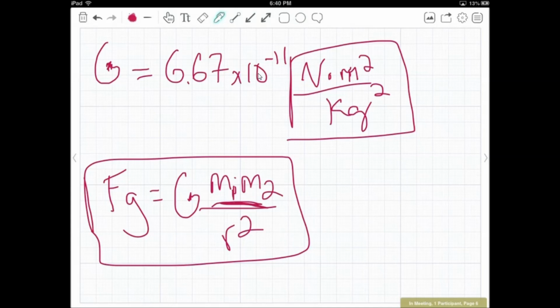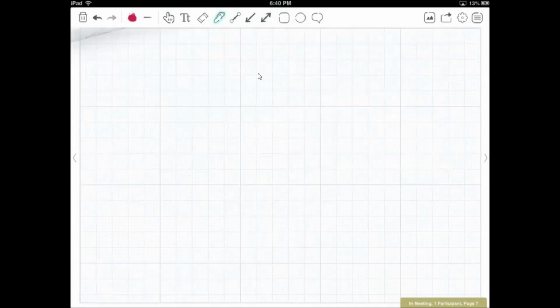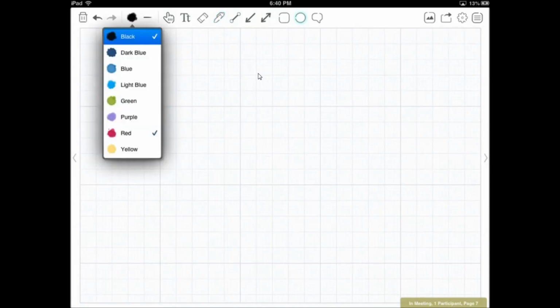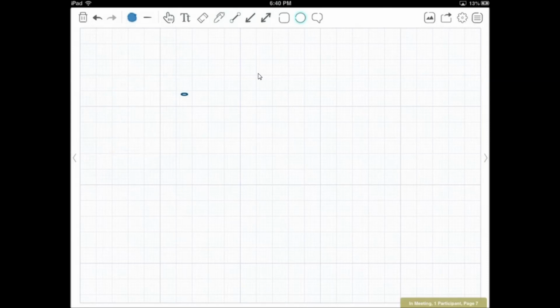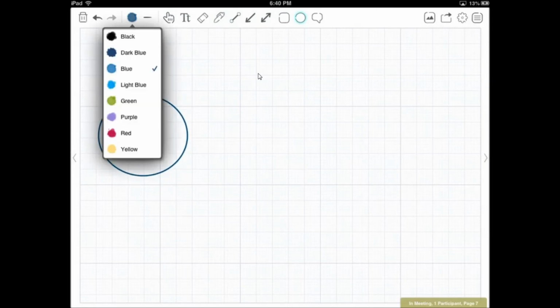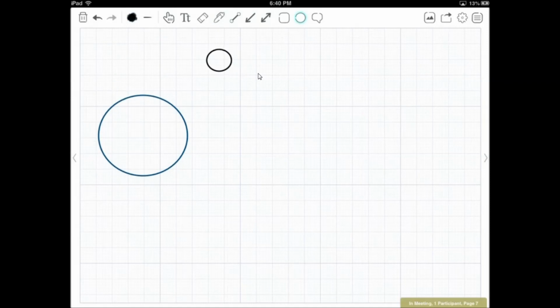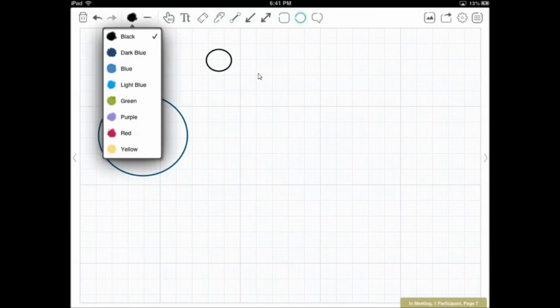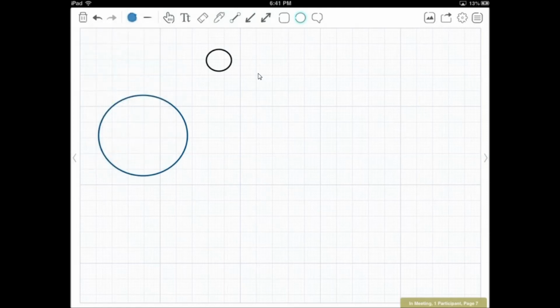There are really two things that could be explained. One is tides. Tides were understood in Newton's day, but there was one thing that we couldn't explain in terms of tides, and I'm just going to show you very quickly. Blue is the Earth, black is the moon. We knew that the moon caused tides, but we didn't really know how. So here's what happens with tides.